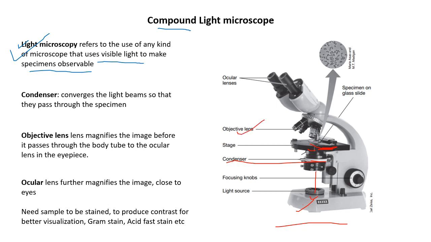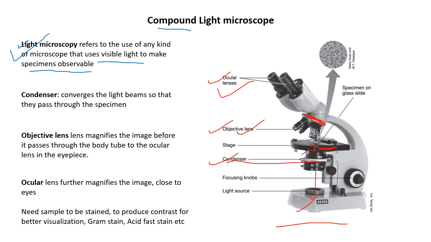Objective lenses can have different powers, like 10x, 40x, 100x and 25x magnification. This is the nose piece, which holds all kinds of objective lenses. After passing through the objective lens, light reaches the ocular lens. Ocular means eye, so this is the end close to your eye. So three types of lenses are there: one is the condenser, the next is the objective, and the next is the ocular.